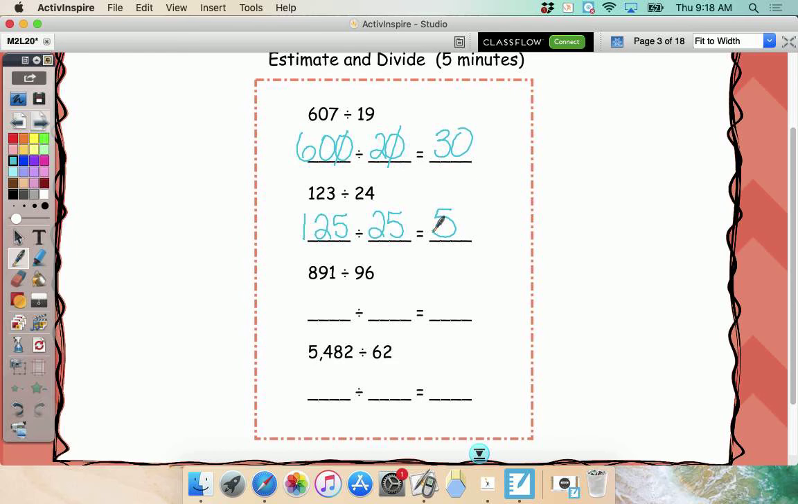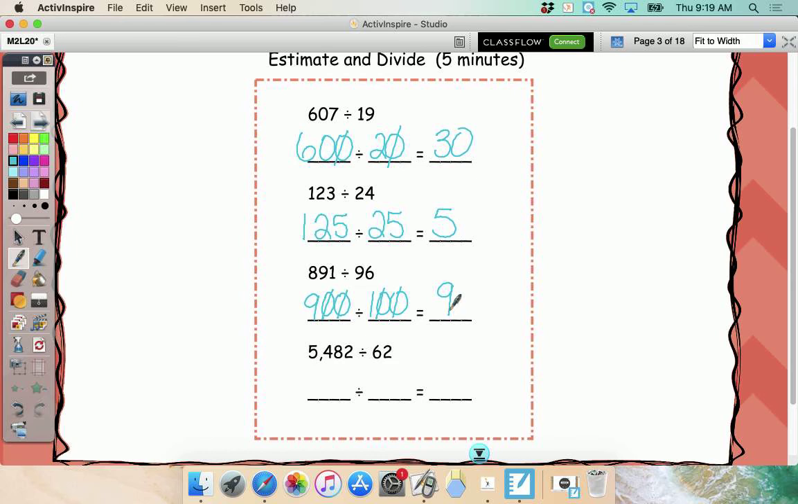Okay. 96. What does it round to? Can I actually round this number? Yeah. I can. So 9 divided by 1 is 9.